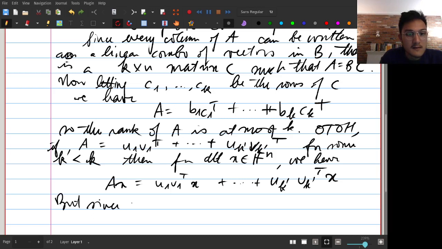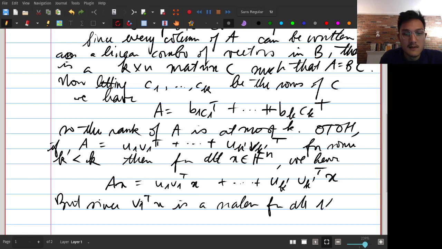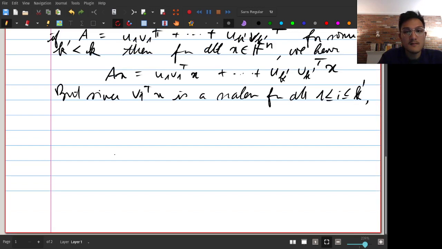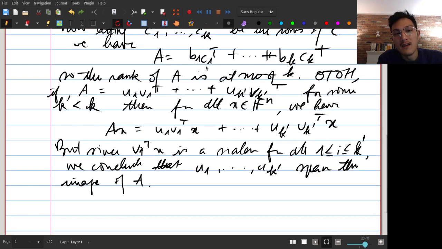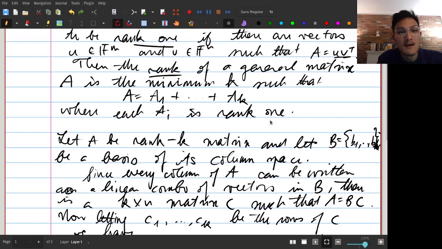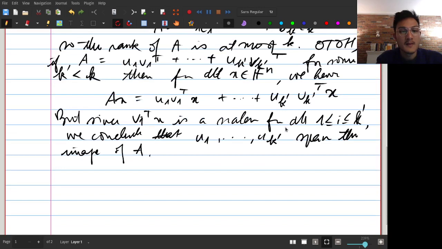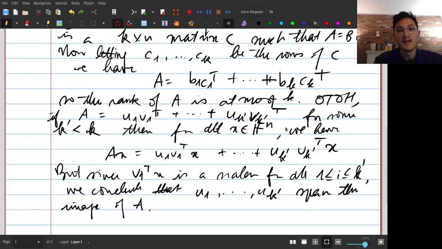But since VI transpose X is just a scalar for all one less than I less than K', we conclude that U1 all the way up to UK' span the image of A. So we've shown that if you could write it in any less than K, then we would contradict our hypothesis. And what was the hypothesis? Here, that the column space had dimension K.